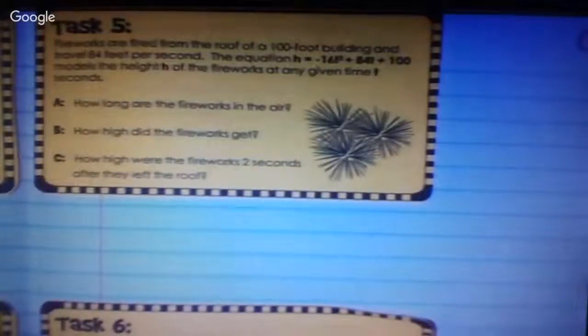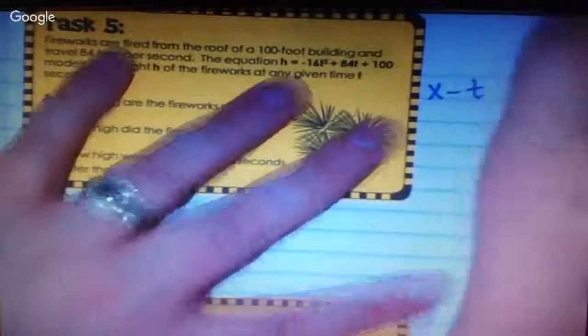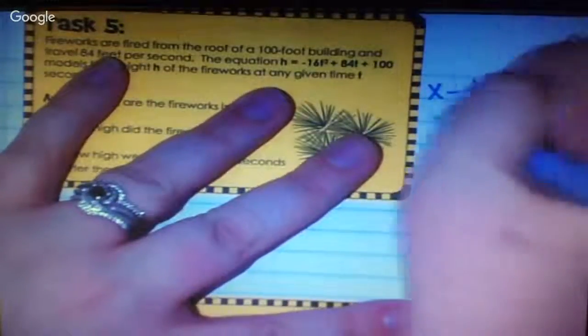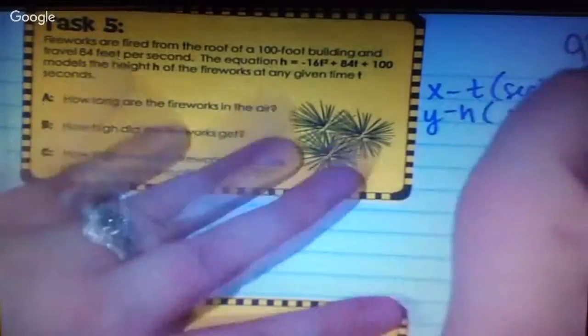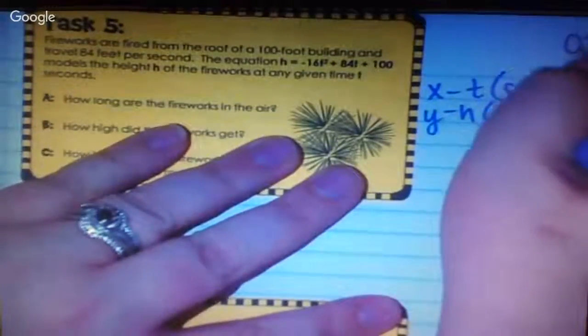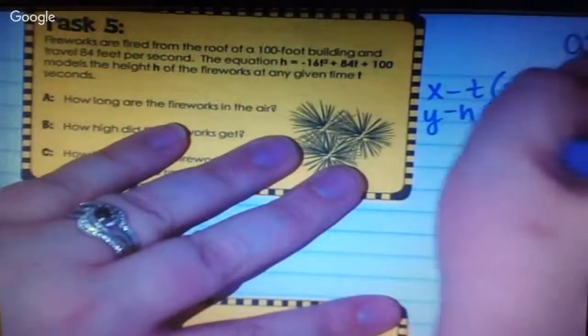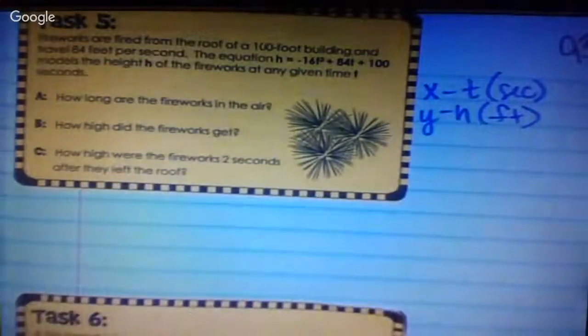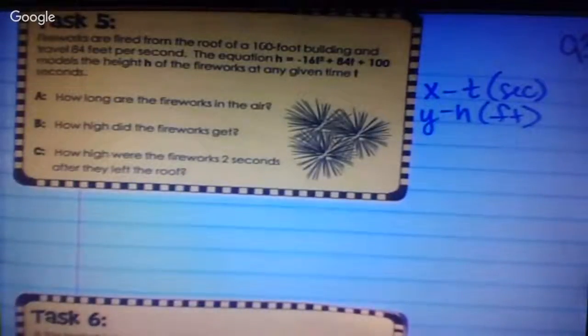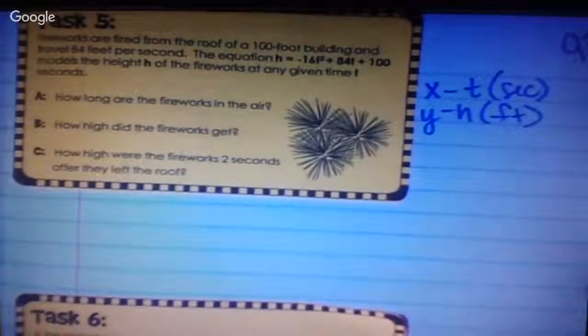Okay, fireworks. My X this time is time in seconds. Your Y is your height in, it says feet. Okay. How long are the fireworks in the air? That's the vertex. Oh. Zero. Hold up, how long? That's zero.